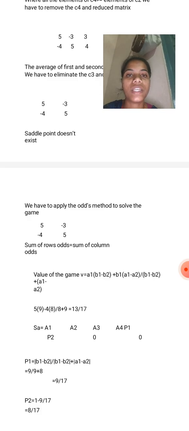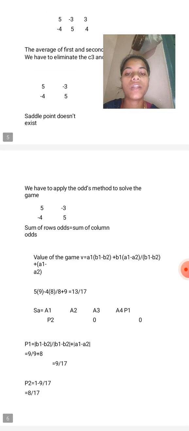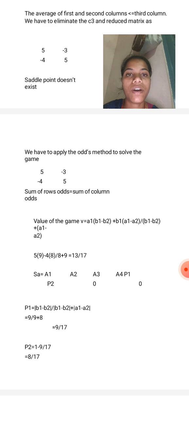So the value of the game is denoted with v, small v. v equals (a1(b1 minus b2) plus b1(a1 minus a2)) by (b1 minus b2 plus a1 minus a2). This is the formula to calculate the value of the game. So that is (5 of 9 minus 4 of 8) by (8 plus 9), that becomes 13 by 17. So this is the value of the game.